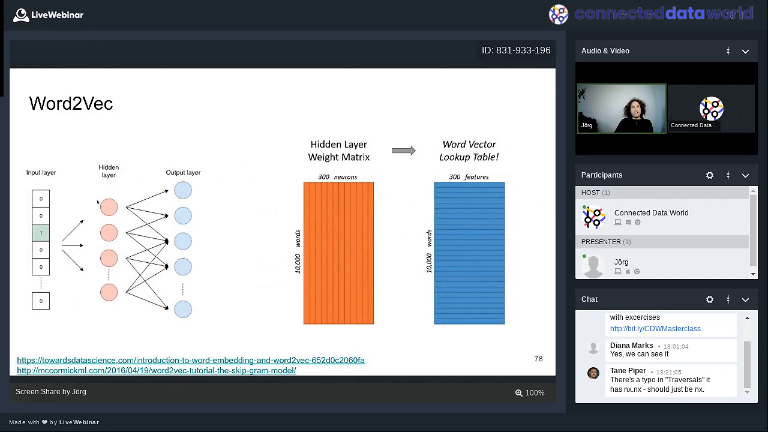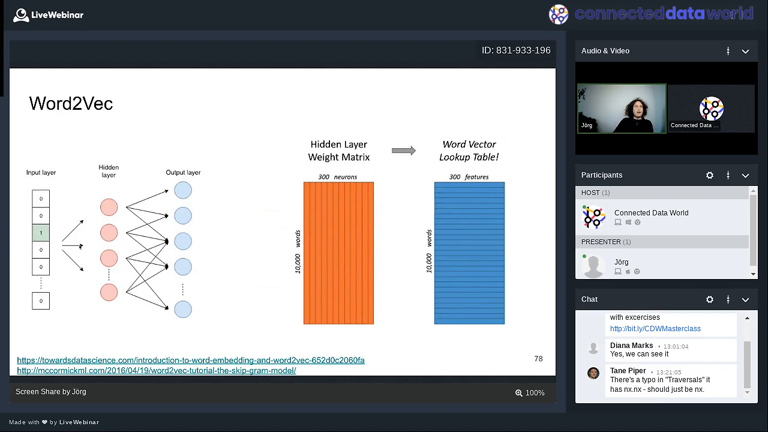The interesting, kind of fascinating part about this, and this is also why it's called a dummy task, is that we are not really interested in this network by itself, but we are interested in this hidden layer. But let's first see how we train it. So the input layer is our one-hot encoding. So this might, for example, be the word king, and in the output layer it might be the word palace. And so we are trying to optimize our network for predicting palace with a high probability for the input word king.